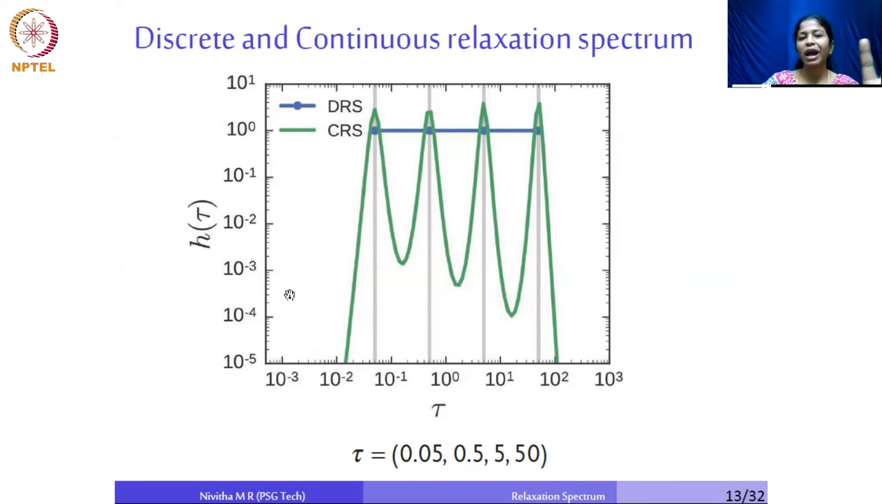So if you have four modes or four prominent relaxation times, this is how you will get. If I have two prominent relaxation times, I will get only two peaks here. Okay, so this is how we interpret a continuous relaxation time spectrum. And you should remember that it is a plot of H of tau, the continuous one, versus tau, which is nothing but the relaxation time.